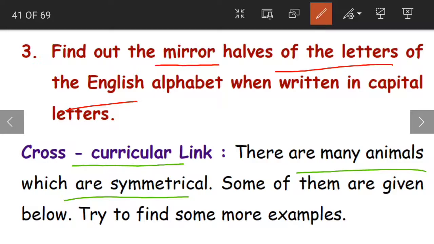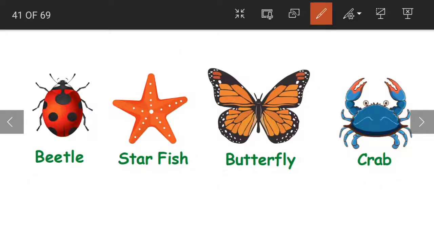Now another cross-curricular link. There are many animals which are symmetrical. Some of them are given below. Try to find some more examples. See children, beetle. If we draw the line of symmetry here or place the mirror here, we'll see that the other part is exactly similar to the mirror half. Again, even for the starfish, this can be the line of symmetry. For the butterfly, this will be the line of symmetry. For the crab, this will be the line of symmetry.